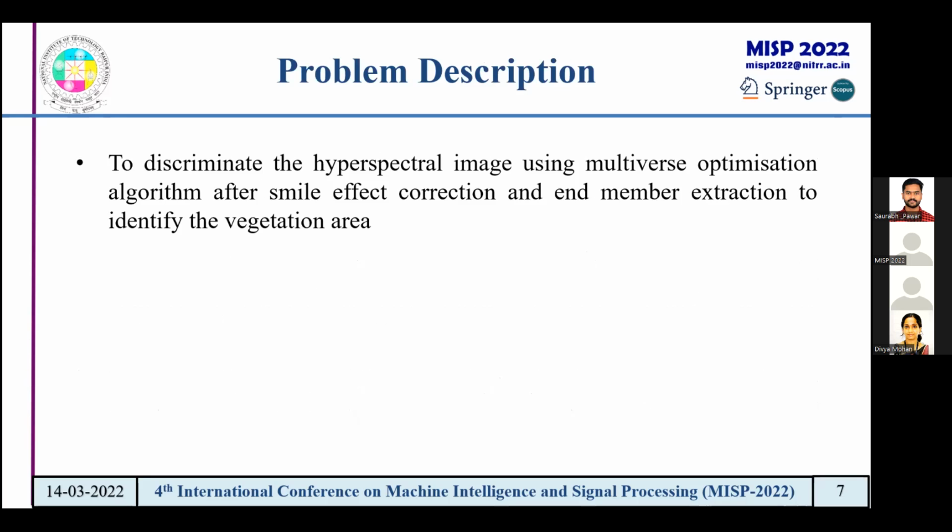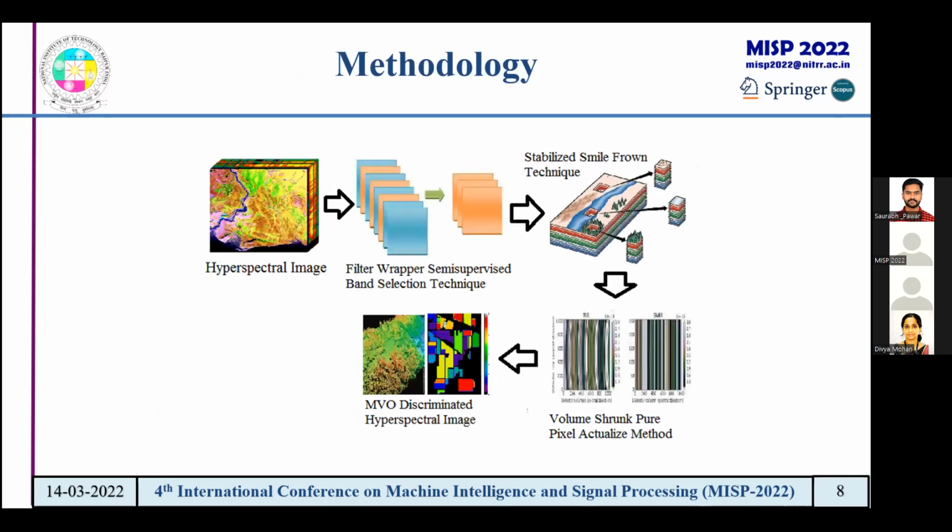So the problem description is to discriminate the hyperspectral image using the multiverse optimization algorithm after doing the smile correction and also the endmember extraction, and finally to identify the vegetation area. My methodology includes taking an input hyperspectral image from any of the datasets. I have tried with three datasets, and then applying a semi-supervised band selection technique to identify the bands having this smile effect and also the distortion problem.